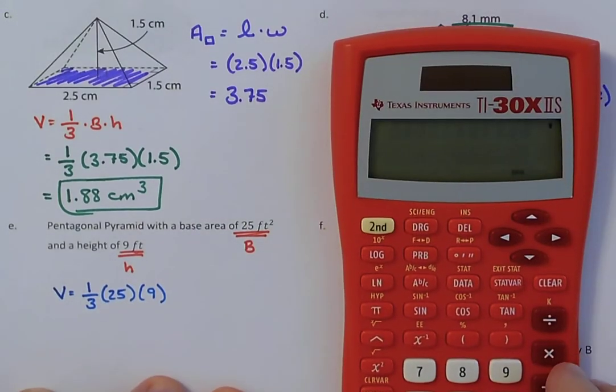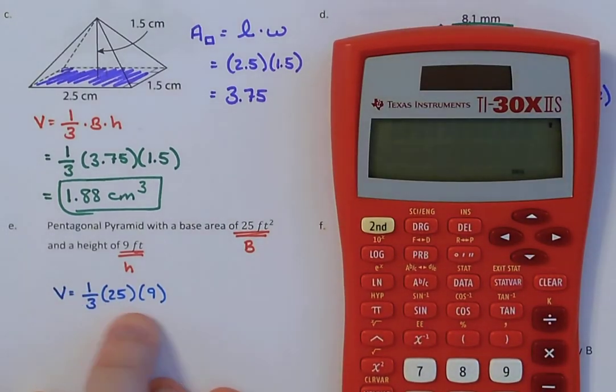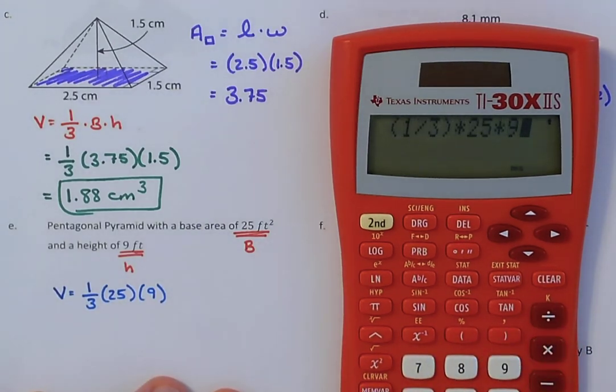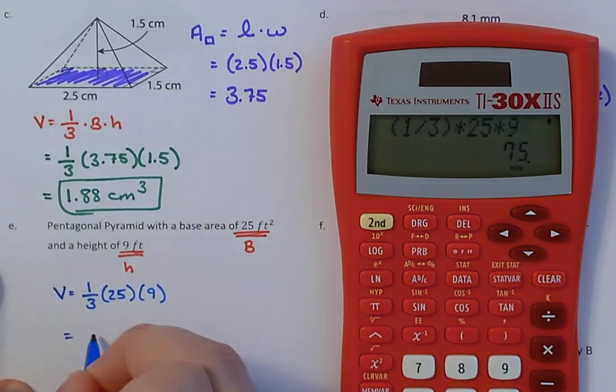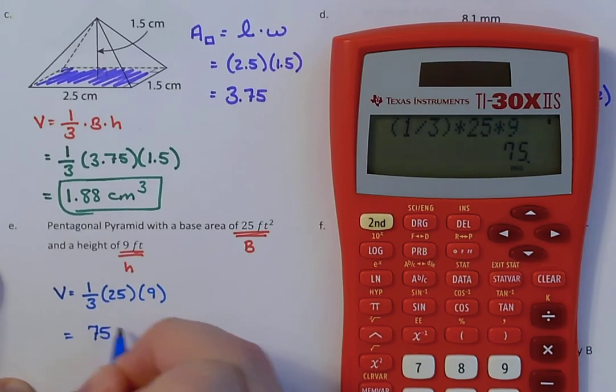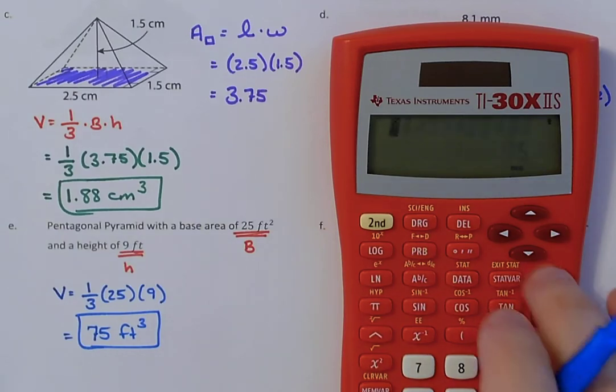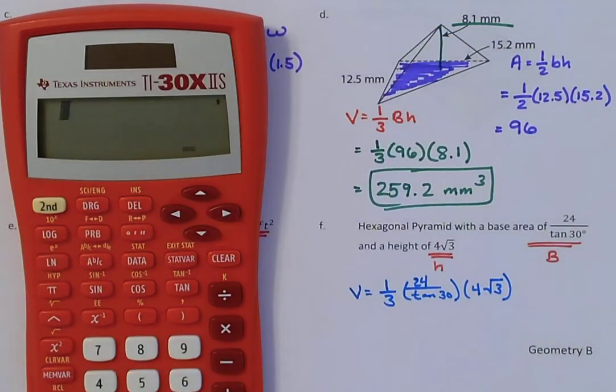So for the pentagonal pyramid, it's 1/3 times 25 times 9. And when we type all of that in, we get a volume of 75 feet squared, or cubed. And that is our answer for part E. Alright, now for F, we have the fun task of typing this all in.